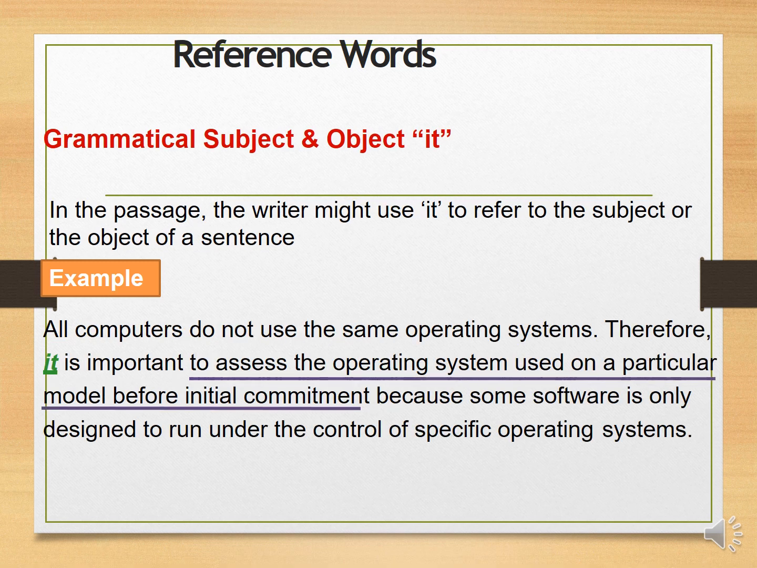All computers do not use the same operating systems. Therefore, it is important. Okay, what is important? To assess the operating system used on a particular model before initial commitment. You can leave out because some software is only designed to run under the control of specific operating systems. You can leave this out because this is only to give you the reason why it is important. We only want to know what is important.